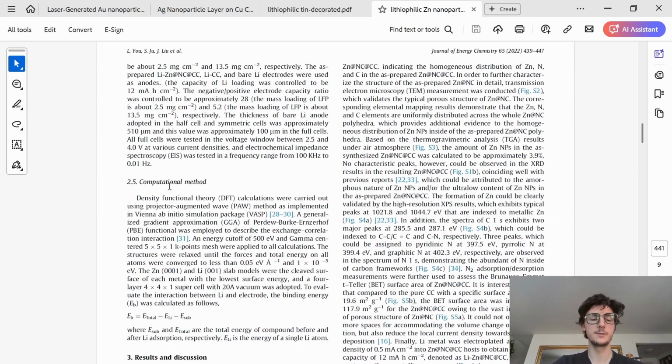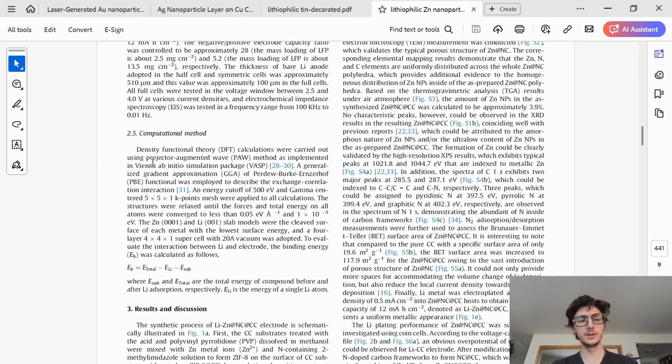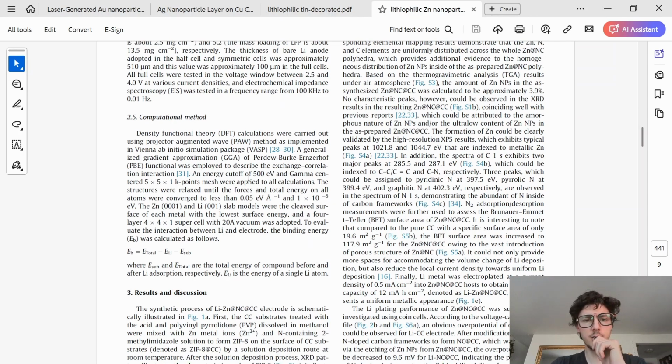Ooh, computational method. This is something unique that was not included in the other paper, so I'm just going to read it. Density functional theory calculations were carried out using the projector augmented wave PAW method as implemented in the Vienna Ab initio package. A generalized gradient approximation functional was employed to describe the exchange correlation. An energy cutoff of 500 electron volts and a gamma-centered 5 times 5 points mesh was applied to all calculations. The structures were relaxed until the forces and total energy on all the atoms converged to less than this.